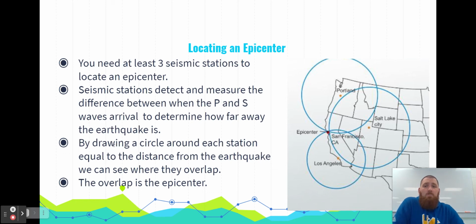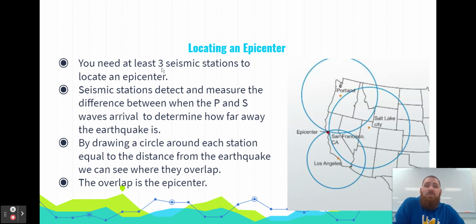Now, once they know that distance, they're able to draw a circle around that station, just like we can see here. And each station knows that the earthquake must have occurred somewhere along that circle because of how far away it was.